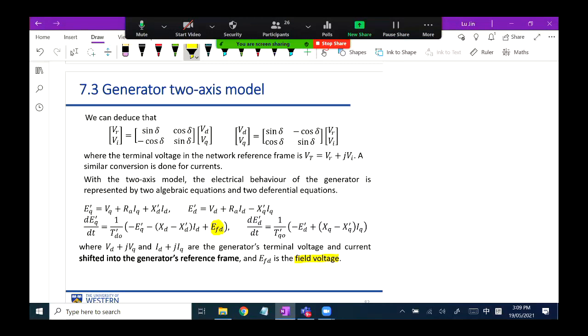During the transient stage of the generator, we will generate this field voltage. You may just ask me, is the field voltage good or bad? I'd like to say bad. In most cases, the field voltage is an unwanted voltage that happens during the transient stage. So we don't want it. But in this section, we want to know how to calculate this field voltage.